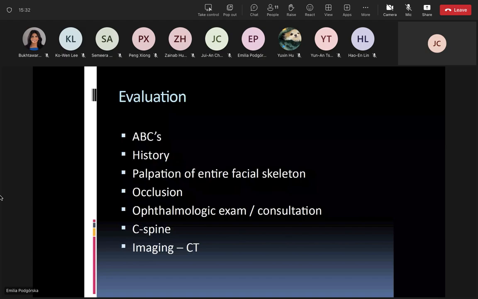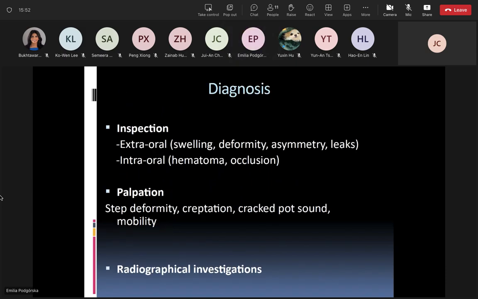Evaluations: ABC, history, palpation of entire facial skeleton, occlusion, ophthalmologic exam consultation, C-spine, imaging CT, diagnosis. Inspection, extraoral, for example, swelling, deformity, asymmetry, leaks, and intraoral, hematoma, occlusion, palpation, deformity, crepitations, step deformity, and mobility. And then radiographical investigation.